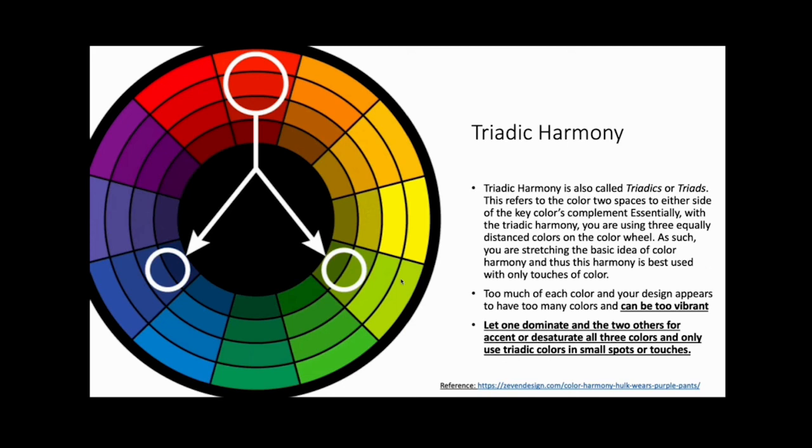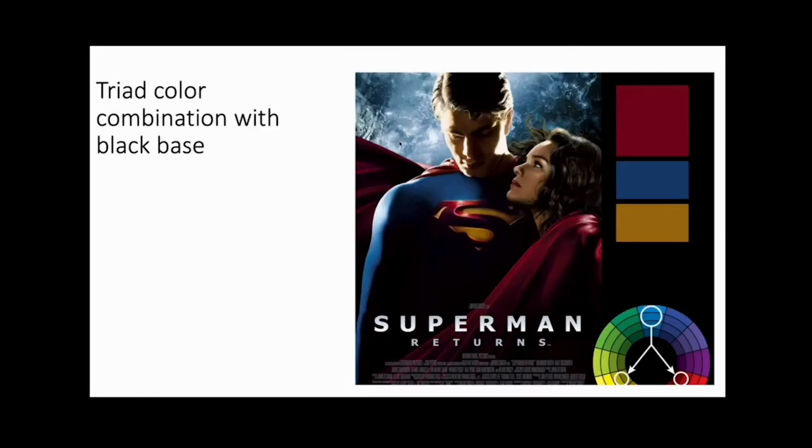If you kind of let one dominate and let the other two kind of accent, that's the better way to do this one. So here's a great example of that. This is a Superman poster. We have our red, blue, and yellow. And if you notice, the only main part, besides a little bit of accent on his skin, the main part that you see, the yellow, is in the Superman logo. And so it really does a great job of accenting the Superman logo and kind of just bringing it into focus. But it's not too much to where it kind of hurts your eyes.